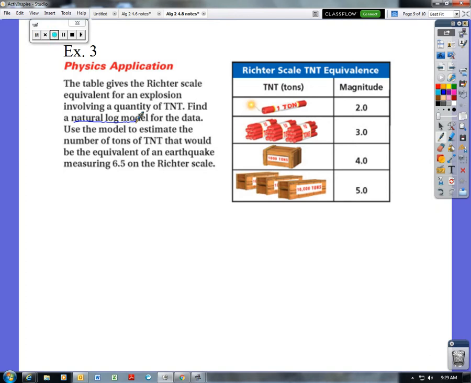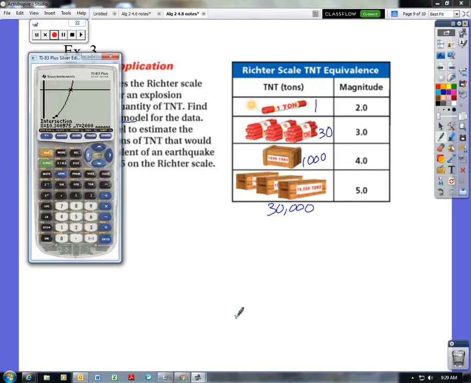So, sadly, these are really hard to read. So this is 1 ton. This is, I think that says 30. I think those are each 10. This is 1,000. And there's 3 10,000s, so 30,000. Okay, we'll put this data in our calculators.